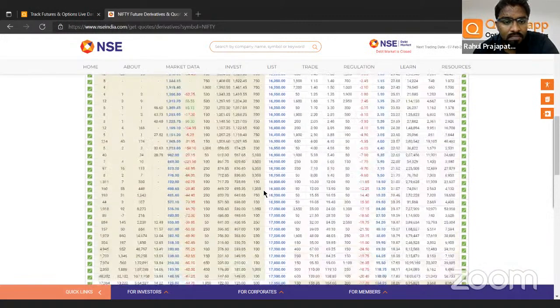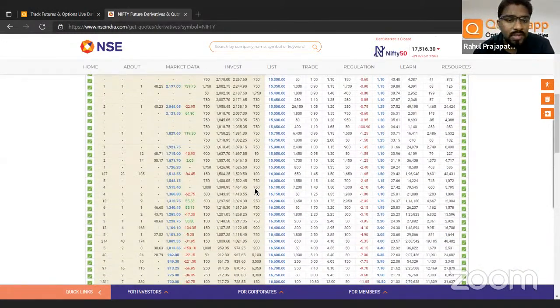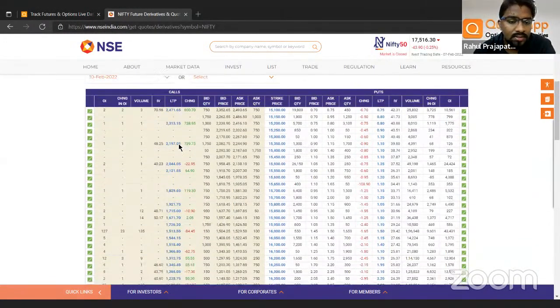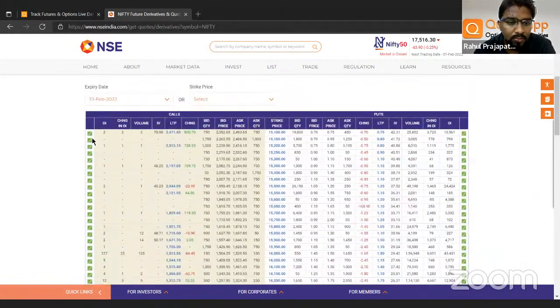Logically, these are the important few points that we need to study: change, LTP, IV, volume, change in open interest and open interest. This area we will probably not study. This is not required.